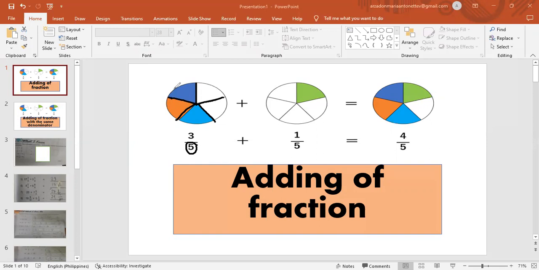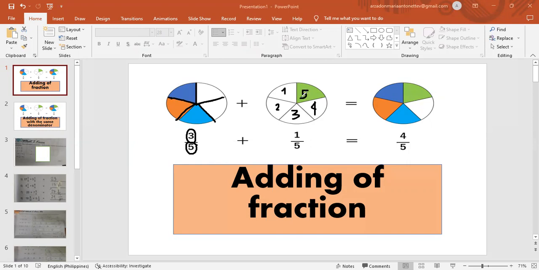Now, the question is how many are shaded here? 1, 2, 3. So we have 3 shaded parts. Now, we are going to add 1/5. In this part, we also have 5 parts: 1, 2, 3, 4, and 5.